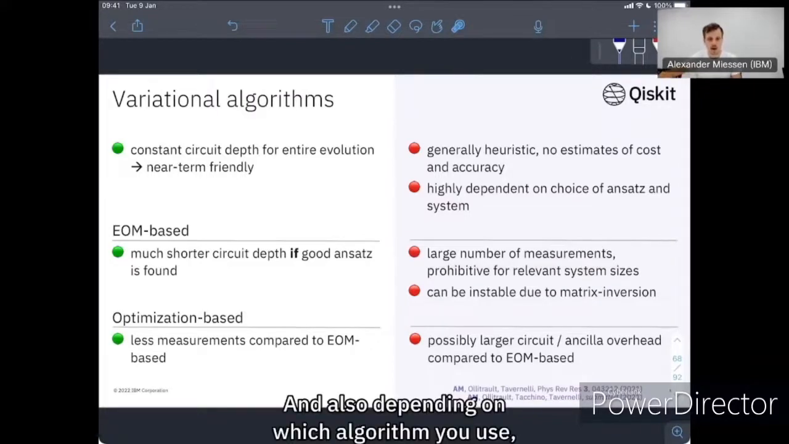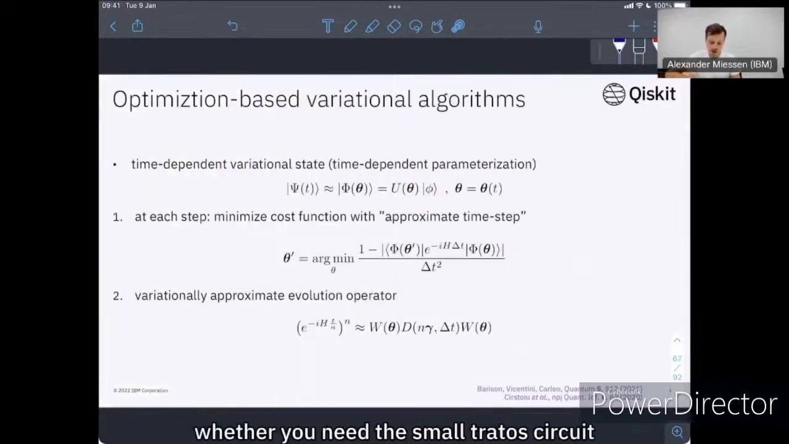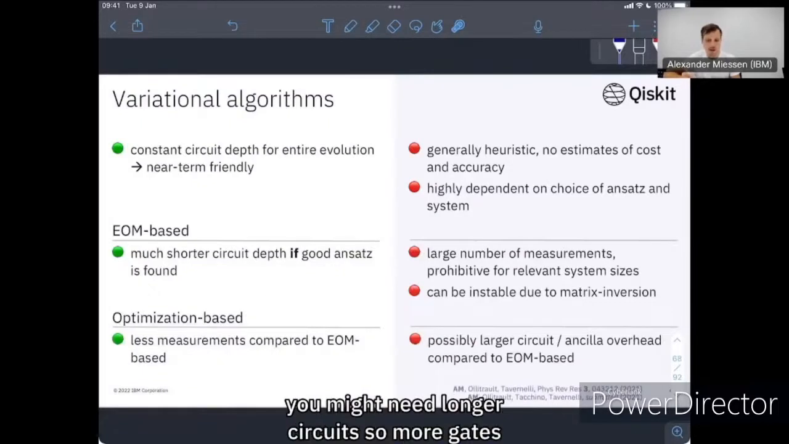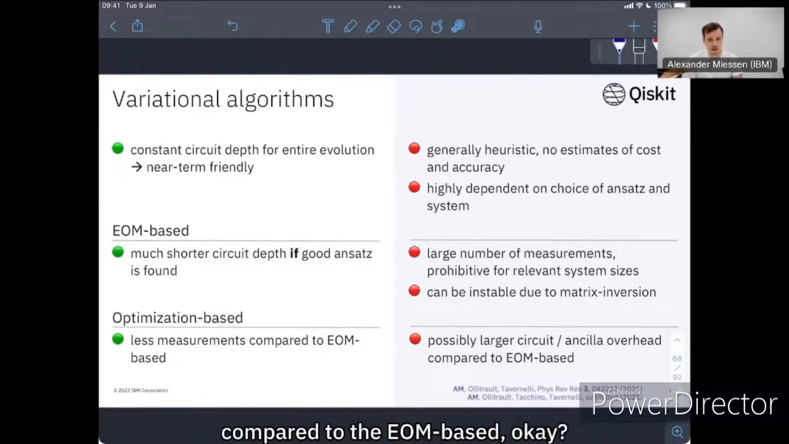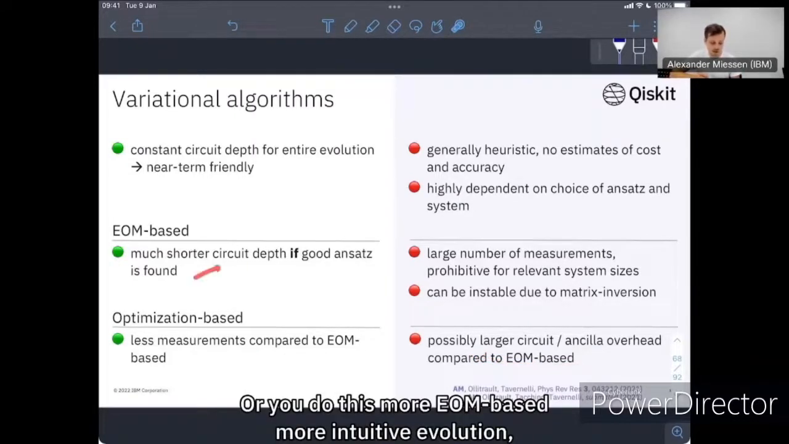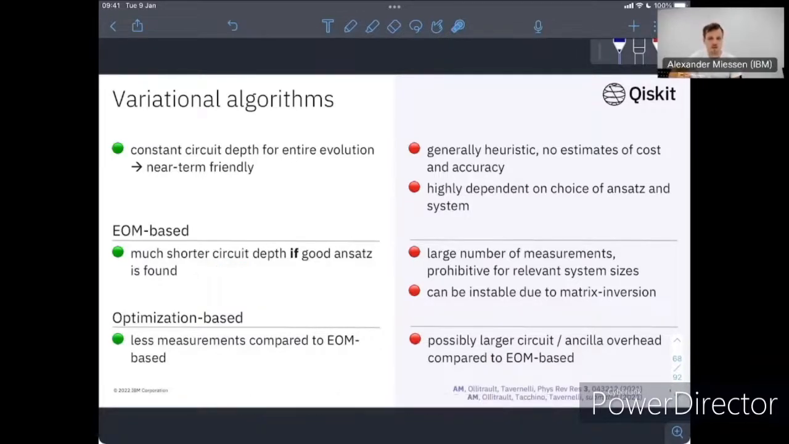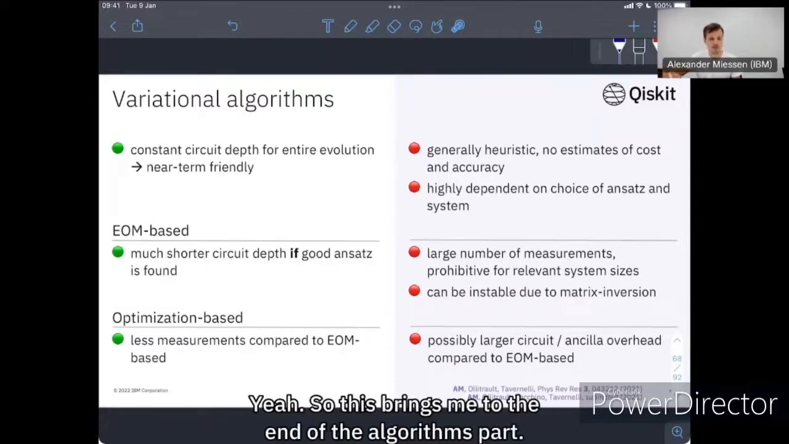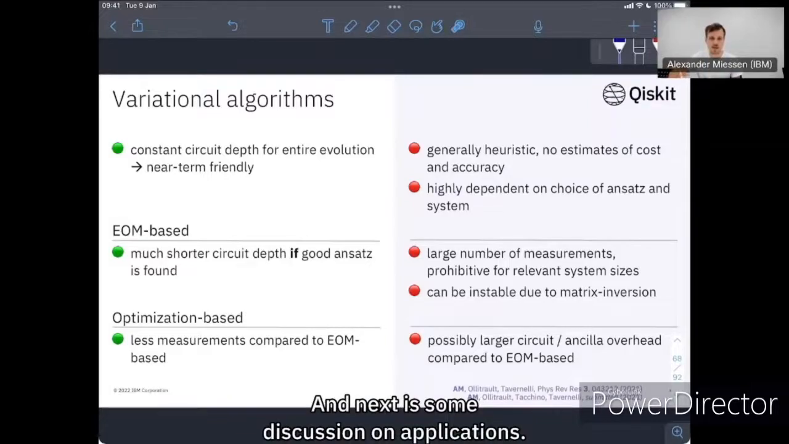And also, depending on which algorithm you use, whether you need the small Trotter circuit or you do this variational fast forwarding, you might need longer circuits and more gates, and possibly also some larger ancilla overhead compared to the EOM-based, okay? So take these with a grain of salt. There's always a trade-off, right? So either you do fewer measurements, but then potentially longer circuits, or you do this more EOM-based, more intuitive evolution, but you might end up with a lot of measurements. Yeah, so this brings me to the end of the algorithms part, and next is some discussion on applications.